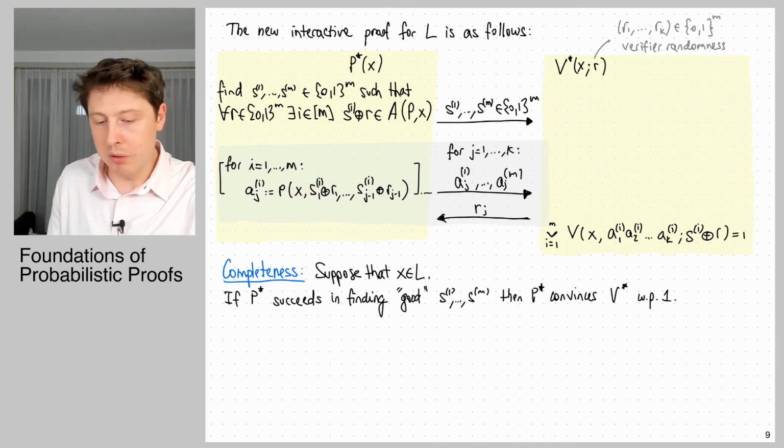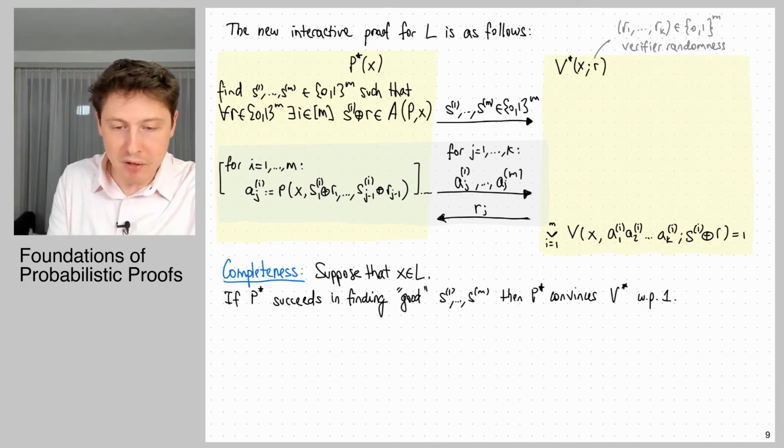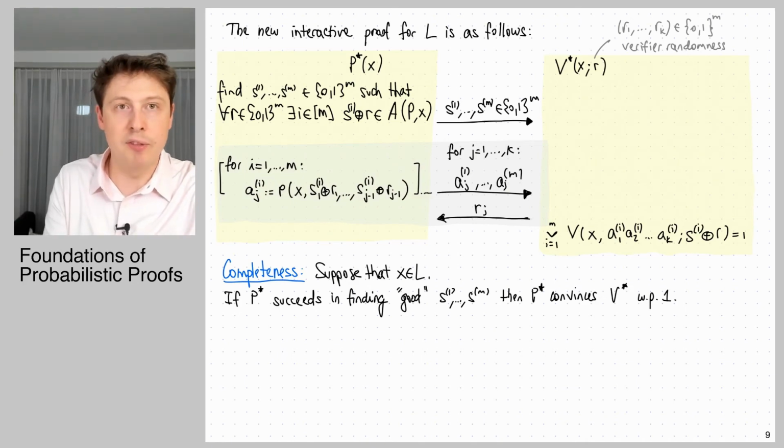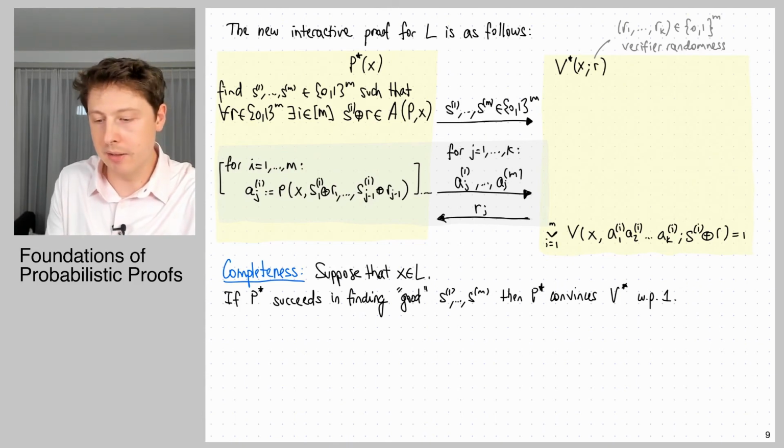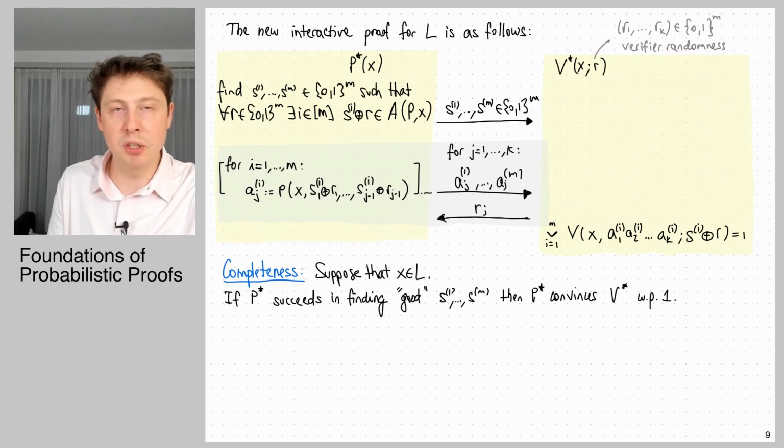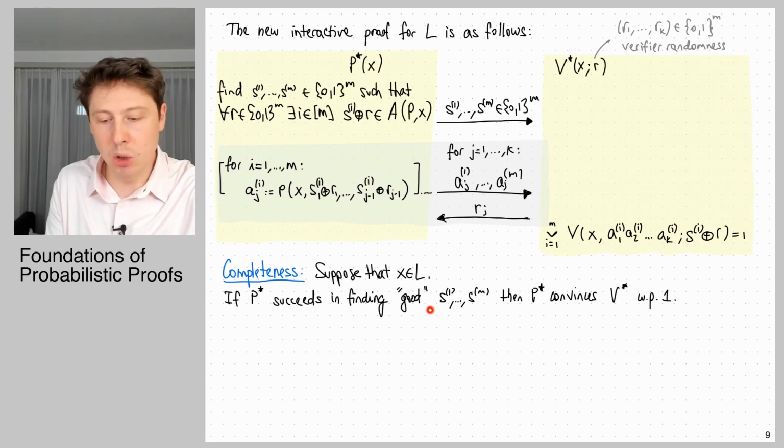So first we should realize that if indeed the honest prover is able to do this, then we're fine, right? Because if he does find these M shifts such that regardless of what randomness is used, there is some shift that causes the verifier to accept on that randomness, then that shift is going to be somewhere here and we're covered. So we just need to argue that in the completeness case, there is a good set of shifts to find.